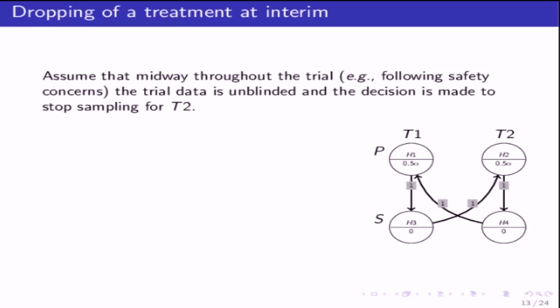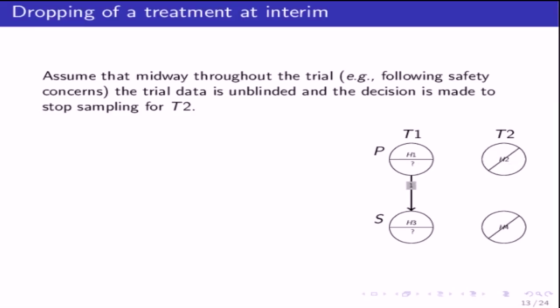I will illustrate the method again for our example, which we have shown before. So, as said, we started with a comparison of 2 doses against the control group. And here again, you see the graph for the multiple testing procedure we started with. And now, midway through, we make an interim analysis. So the trial data are unblinded. And let's say due to safety concerns, the board makes a decision to stop treatment arm T2. So the higher dose should be dropped.